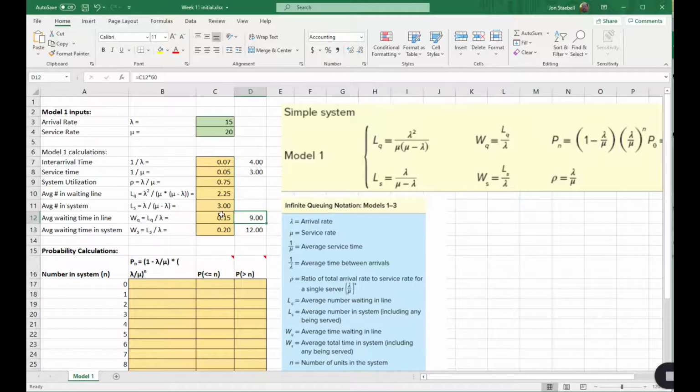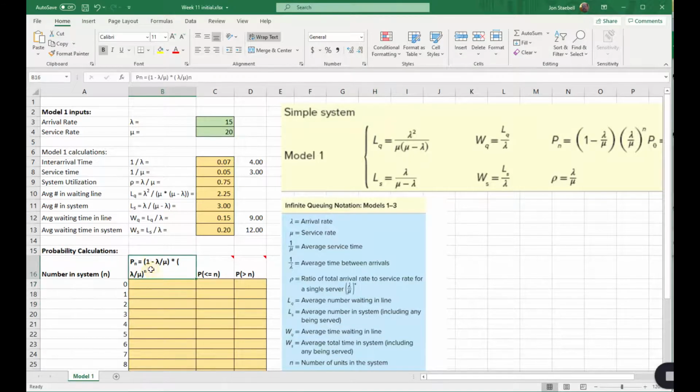Interesting information, but what we also want to calculate here is our probability of having a certain number of people in line. So let's look at column B here. What I want to calculate in B17 here is the probability that there are 0 people in line or in the system, so either in line or being processed. In B18, it would be the probability that there's 1 person in the system being processed. In cell B19, 2 people in the system, so 1 person being served, 1 person waiting in line.